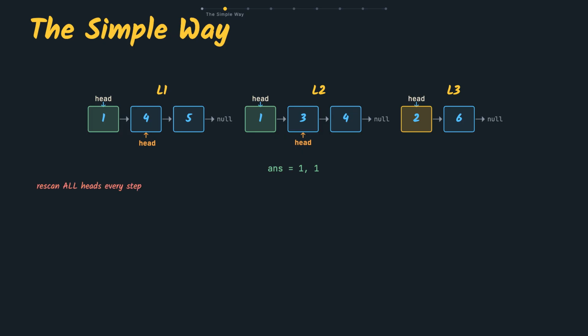Feel the rhythm? Every single step, we rescan all the heads to find the minimum. That rescan is the whole cost. 3 lists feels harmless, but with k lists and n nodes total, that's n rescans of k heads each, n times k work. So as the lists grow, that k per step scan drags everything down. We need finding the smallest to be cheap.